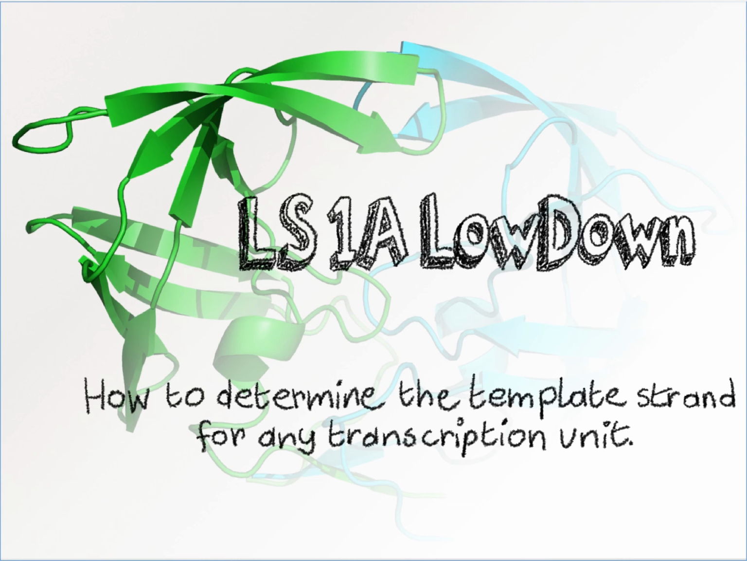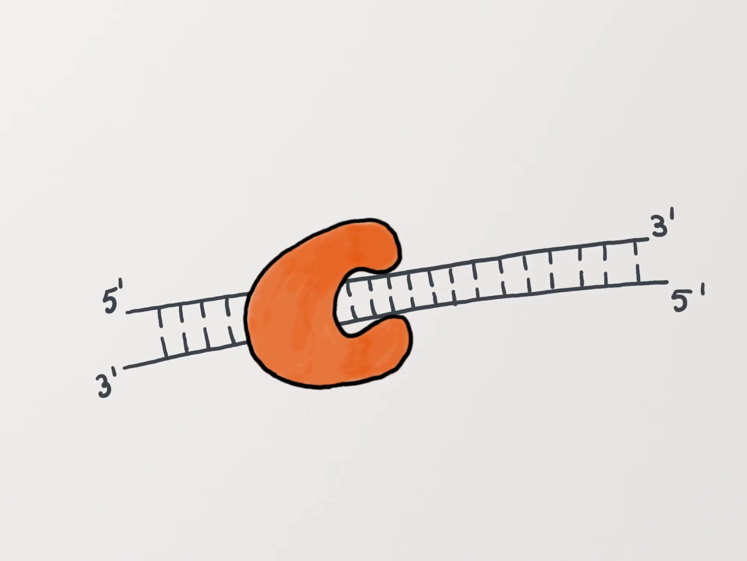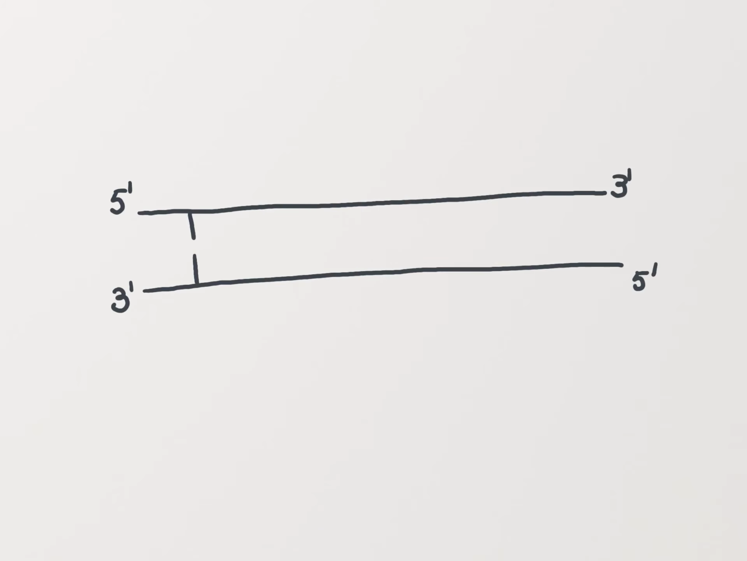In this video, we will explain how you can always determine the coding and the template strand given any orientation of the transcription unit. Remember from lecture that transcription is performed by RNA polymerase and that it results in double-stranded DNA being transcribed to single-stranded RNA. There are 4 key points to keep in mind when you're performing transcription.